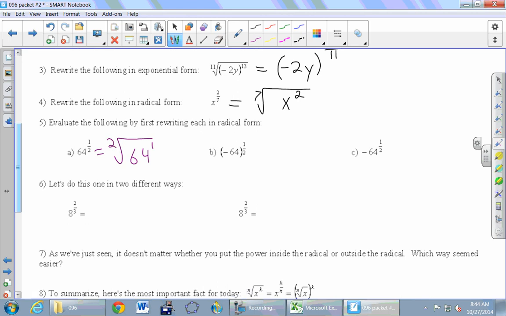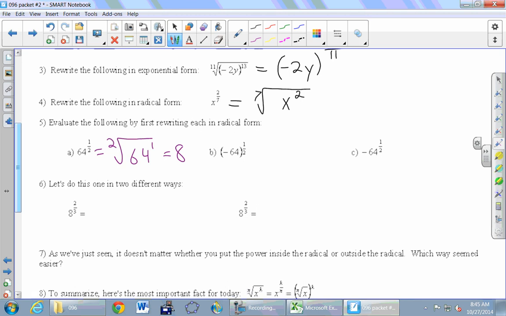The 1 is the power, and the 2 is the index. And so this problem, 64 to the 1/2, is really just asking us for the square root of 64. That's it. And what is the square root of 64? It's 8. And so it's just a matter of not being intimidated by these powers, even though they're fractions. A 1/2 as a power just means square root every single time.